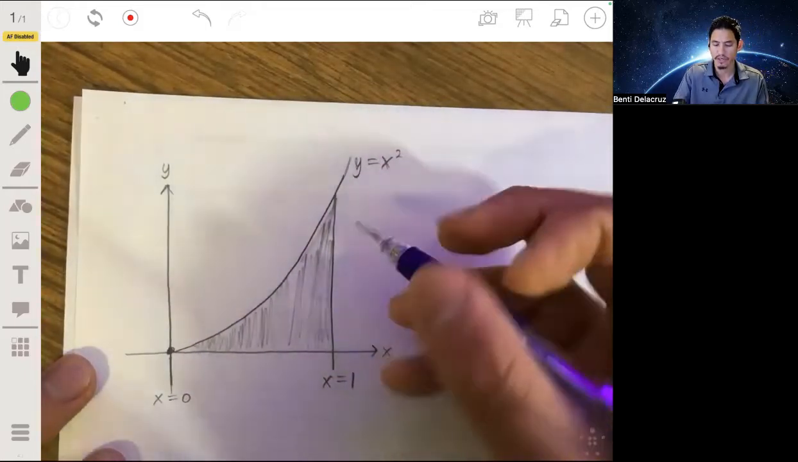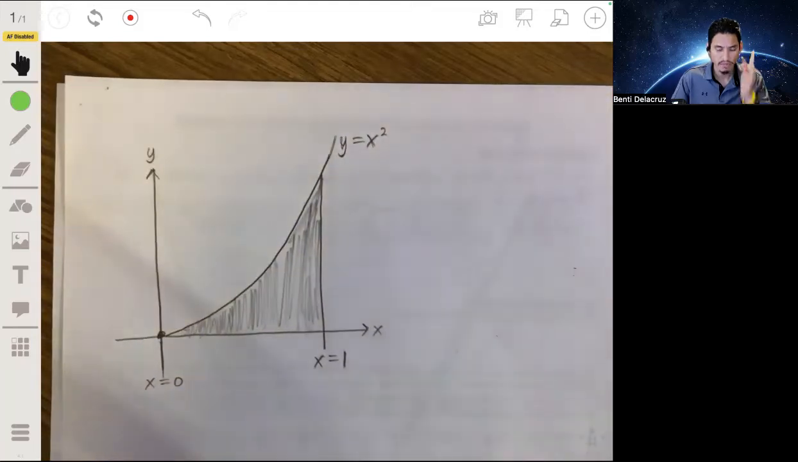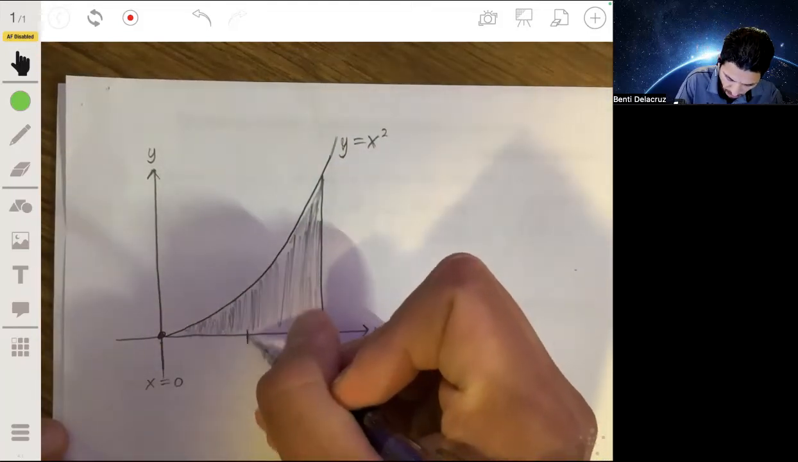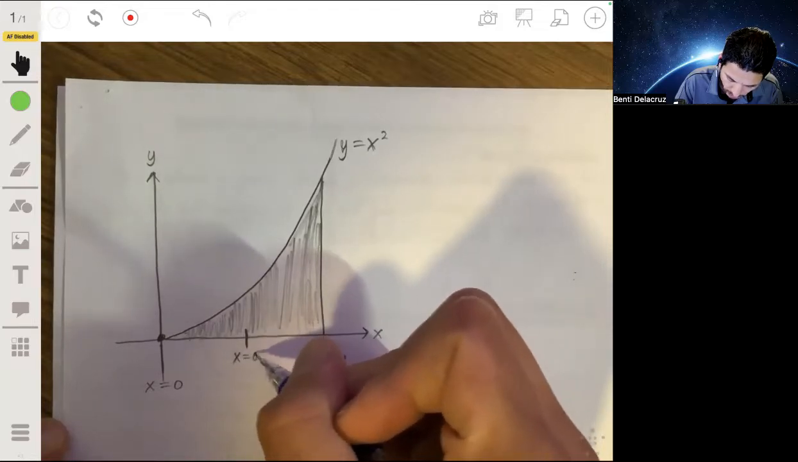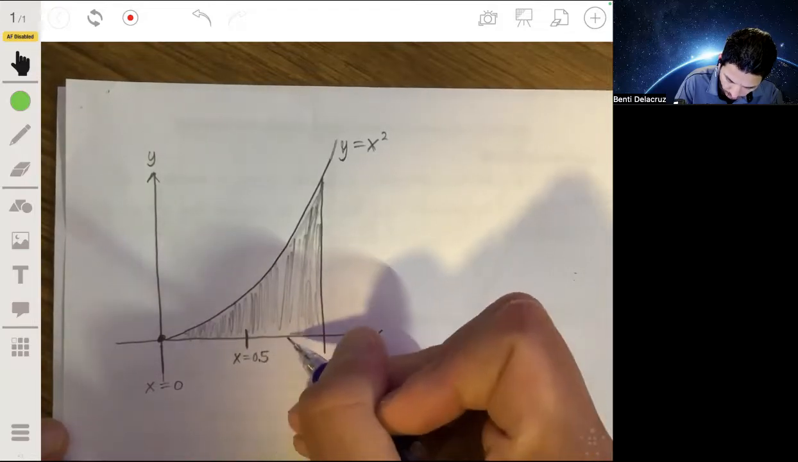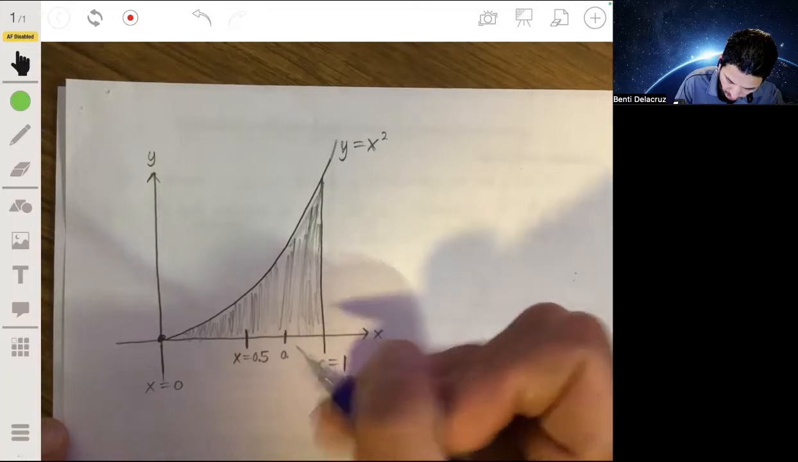Okay, so what do you mean by circumscribed rectangles? Well, we're still going to make rectangles of all the same width, so let's divide this, roughly speaking, into 0.25 widths. So let's make that 0.5, and this 0.75.